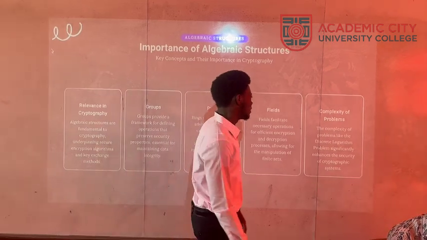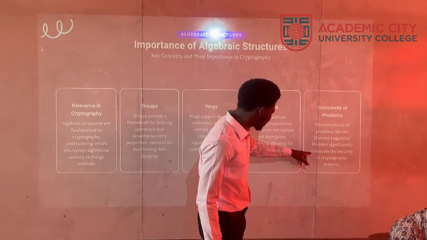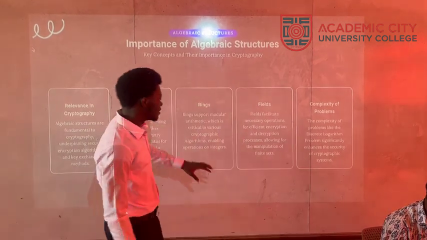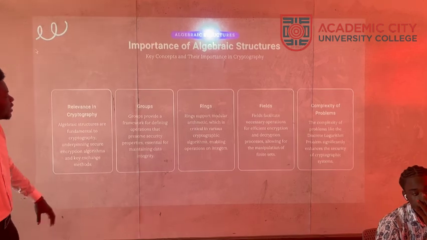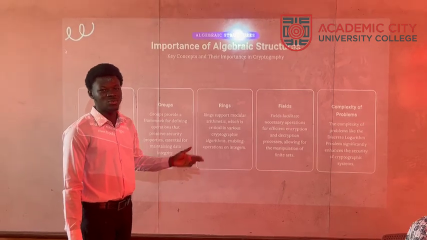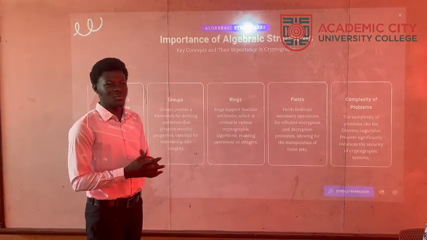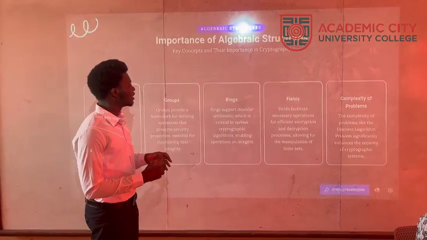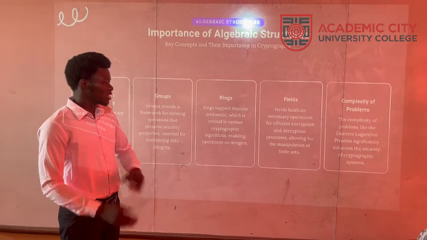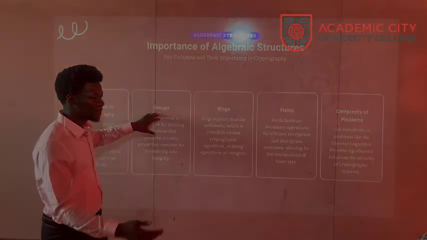Then the complexity of problems. The complexity of problems like the discrete logarithm problem significantly enhances the security of cryptographic systems. What this is saying is that these mathematical models are quite complex and difficult to solve. So you are taking the high level complexity of the cryptography and combining it with the complexity of these mathematical models, so that it's harder to crack, so that you can't get in. That's what makes it more secure. That's basically what algebraic structures in cryptography is talking about.